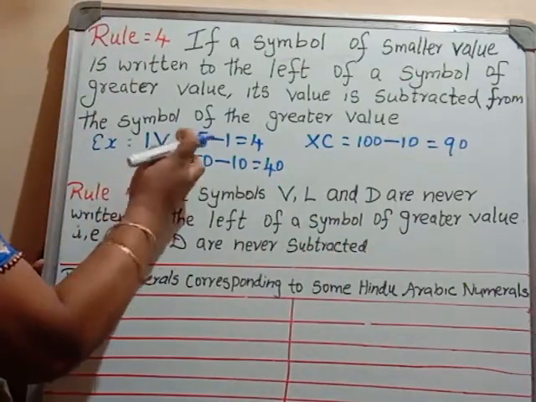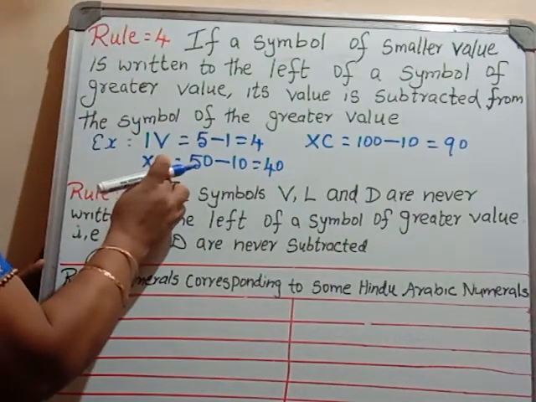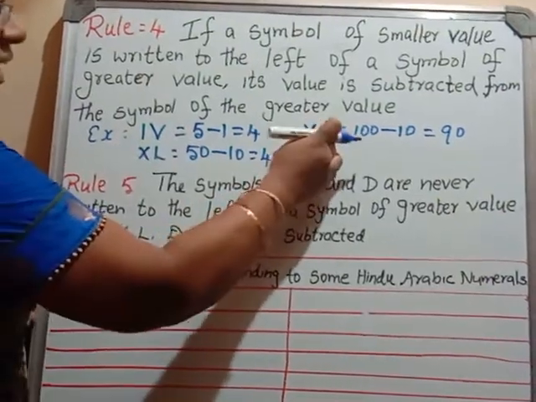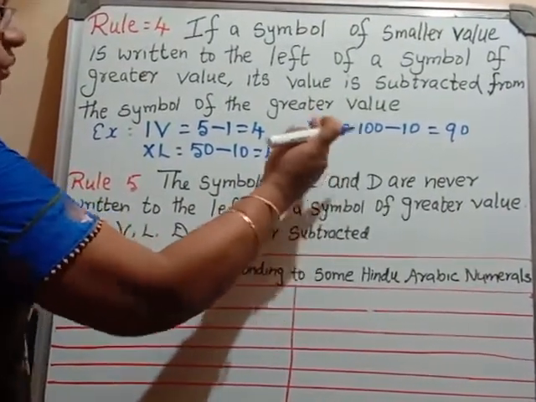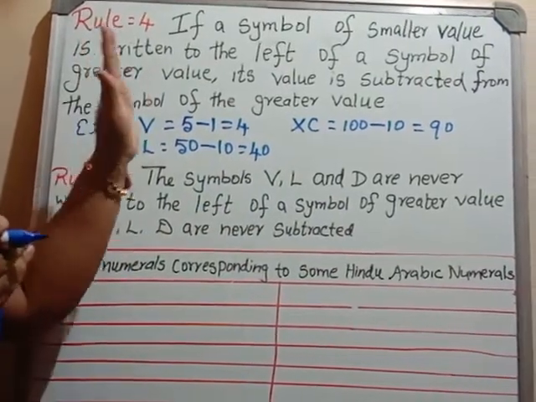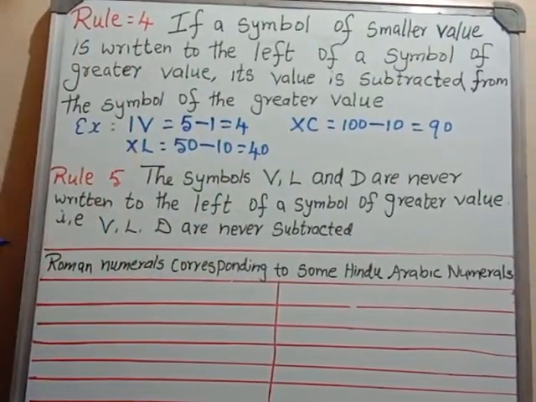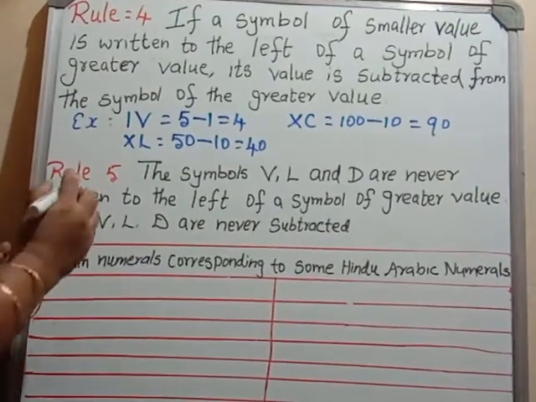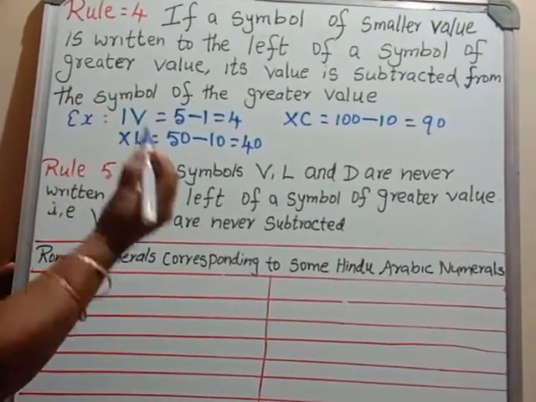Here, 5 minus 1, 50 minus 10, 100 minus 10. Why? Because the smaller values are on the left side of the greater value. That is our rule 4. Is it understood? Now, we'll move to rule 5.